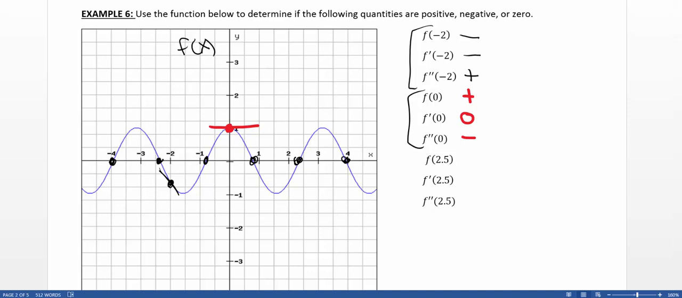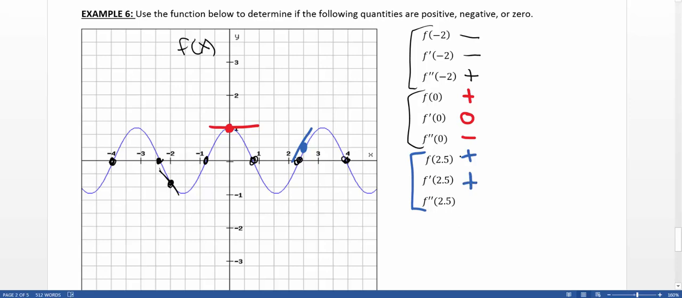Similarly, we can do the same analysis at 2.5. So 2.5 is roughly here. So again, we start by analyzing whether or not that point is above or below the x-axis. That's certainly above, so f of 2.5 is going to be positive. The derivative here is also going to be positive. The function's increasing, and if we draw on a tangent line, it's going to be positively sloped.